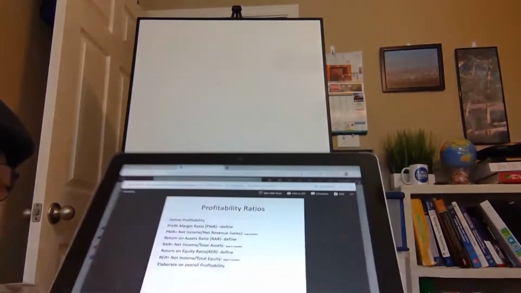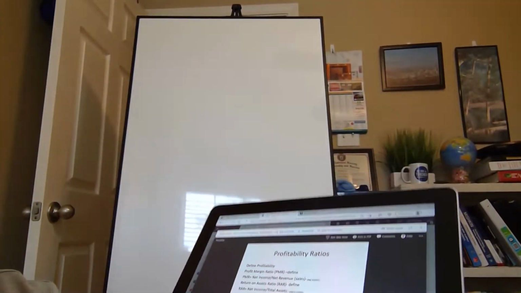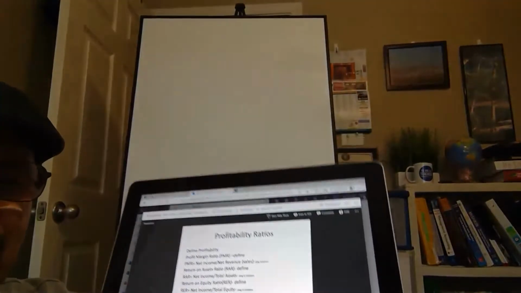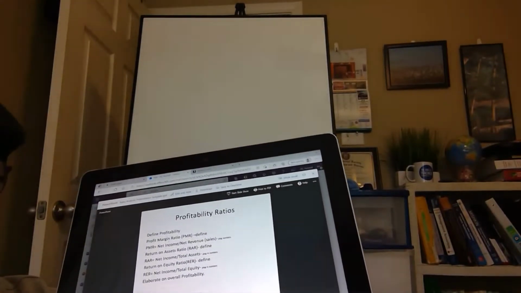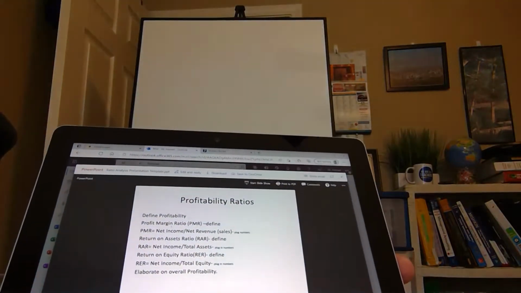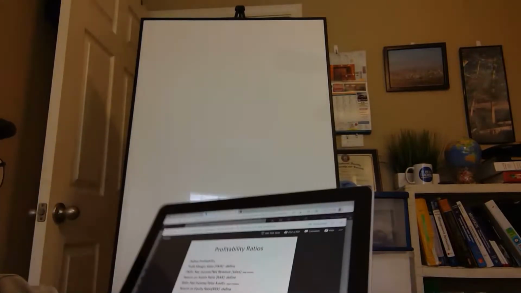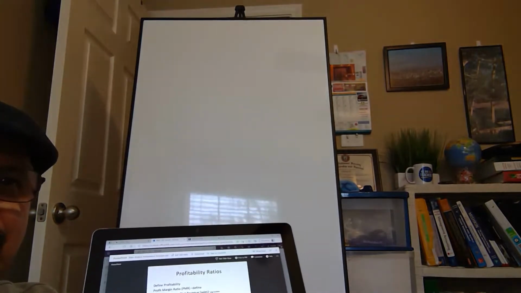Once you finish with the ratios, please elaborate on overall profitability. Like the previous slide, where you elaborated on the liquidity of that specific business, once you plug in the numbers and find the ratios, elaborate on profitability in general. You can tell us about the profitability, the ability of the business to make a profit.